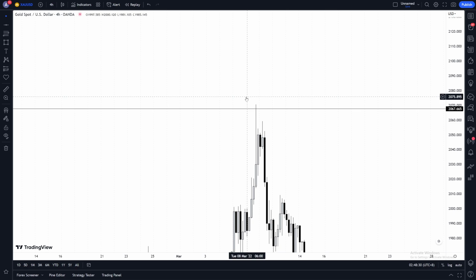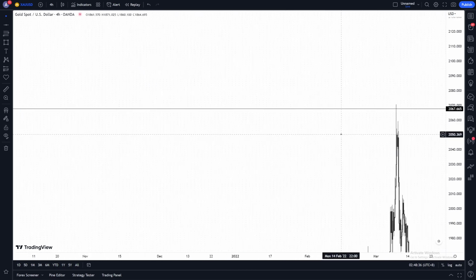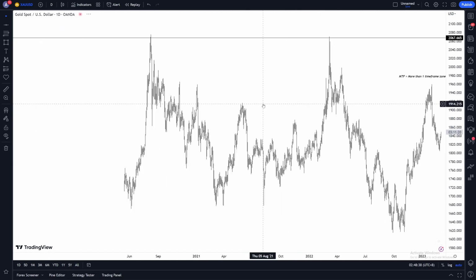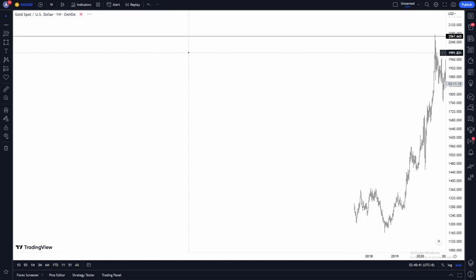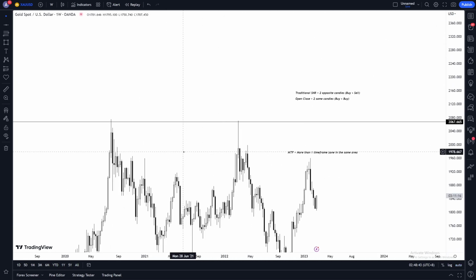The price just touches it. There's definitely an H1 in here. H1, H4, daily. That's the H4 right there, and then that's the daily. The daily, and then MTF with the weekly. So it's all just inside.